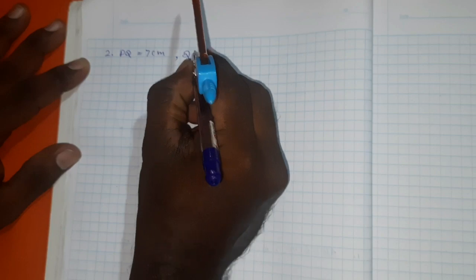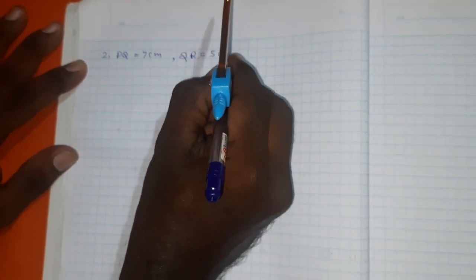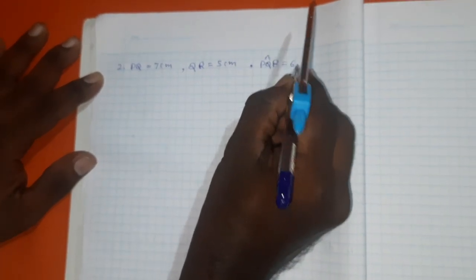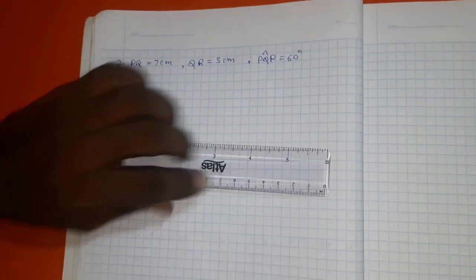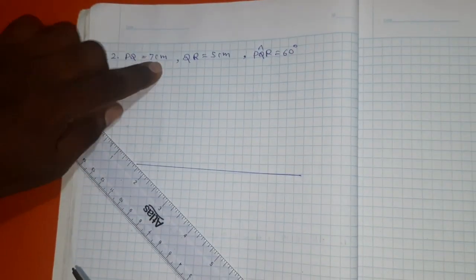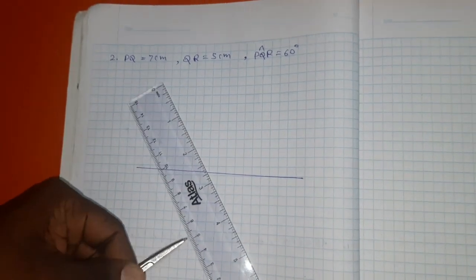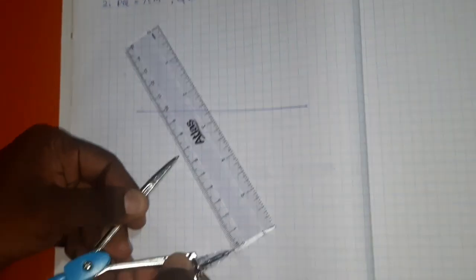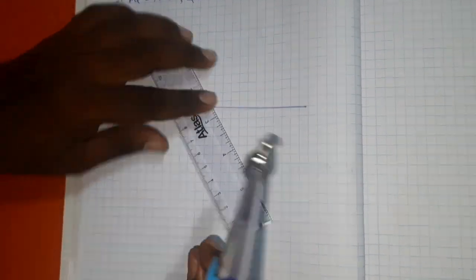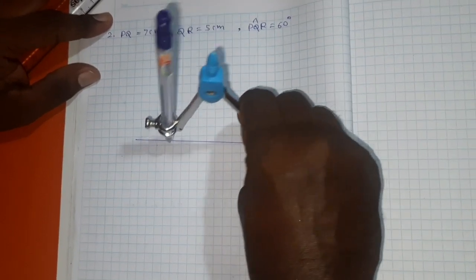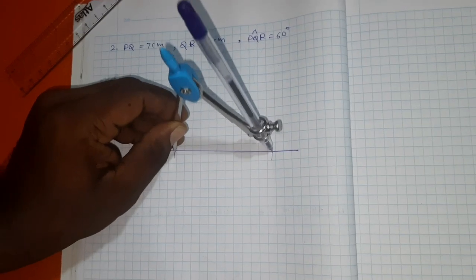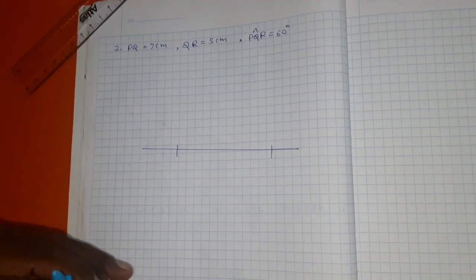For the second one, it will be PQ 7 centimeters, QR 5 centimeters, and PQR angle would be 60 degrees. So as we did before, first of all we have to draw a straight line like this. Then take the length PQ 7 centimeters. Then construct PQ. Keep it on the straight line and intersect. And again, by changing the position, you can take PQ straight line.